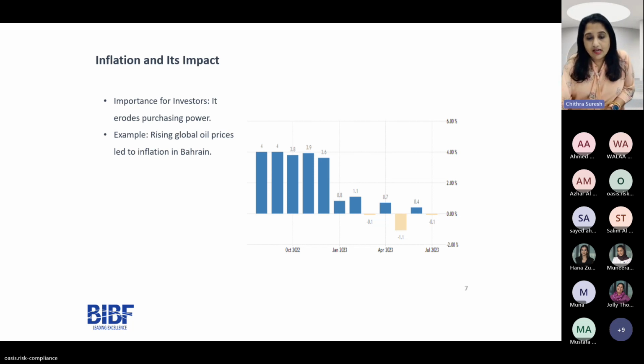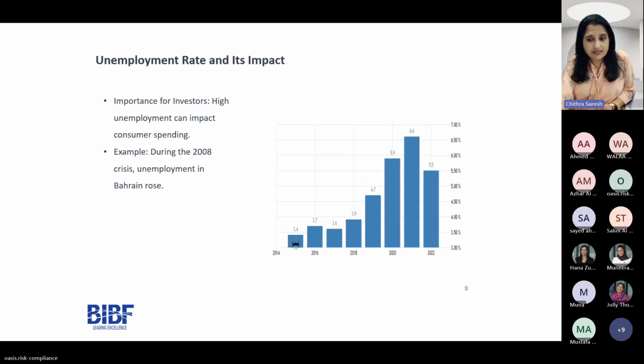unemployment rates. Okay, so unemployment rates can send ripples through the investment landscape. These rates measure the percentage of the labor force that is unemployed and actively seeking employment. So high unemployment rates can spell trouble for consumer spending, because if people are unemployed, they may not be able to spend in the manner in which they were spending when they were employed, right? So individuals who are unemployed or are worried about job security tend to cut back on their spending, especially on non-essential goods and services.